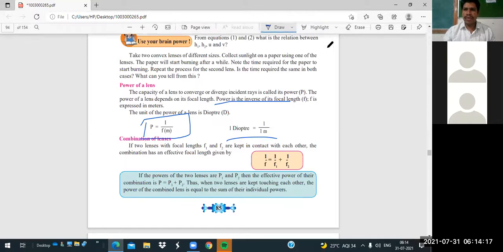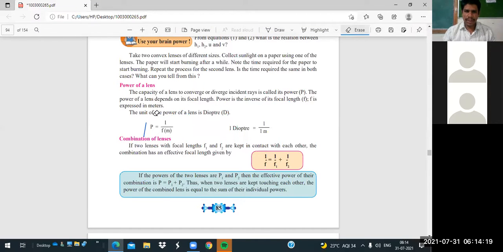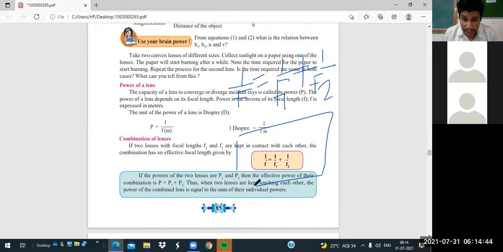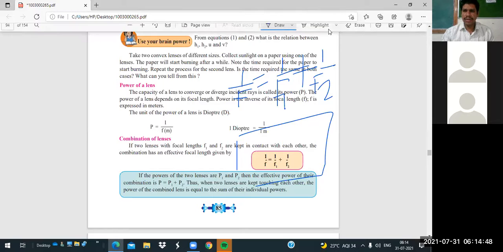Now, when we speak about a combination of two lenses, what will we get? Power. When we take the power of two lenses, we write this formula: 1 upon f total, f1 the focal length of the first lens plus f2 the focal length of the second. So for a combination of two lenses, 1 upon f is equal to 1 upon f1 plus 1 upon f2. Got it? Yes or no?